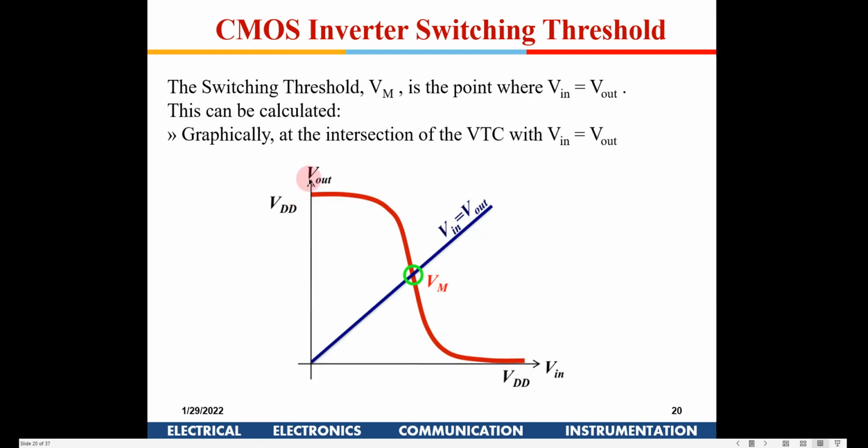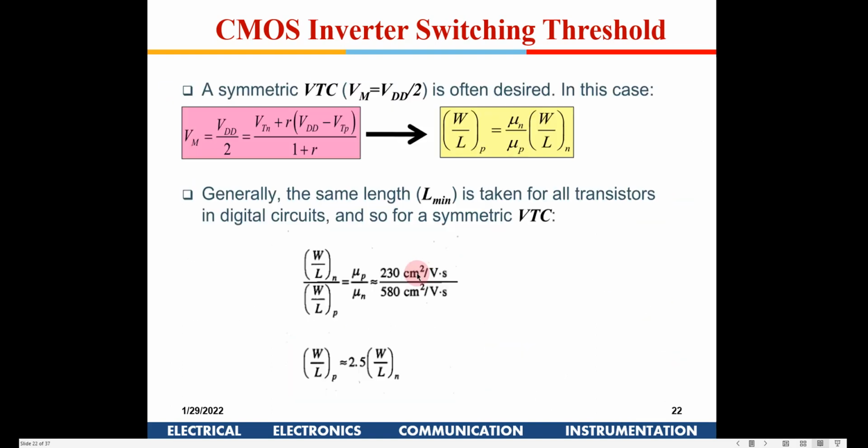If you see here, for a symmetric curve, ideally VM should be VDD by 2, right. So to obtain a symmetric curve, the requirement would be to keep VTN and VTP equal, which is generally the case in most of the technologies. The next thing which we have to ensure is to keep R equal to 1, and R equal to 1 you keep by this equation, right. WP, because the mobility of P is lower, right. So to compensate for the mobility factor, you will have to use the width greater for P.